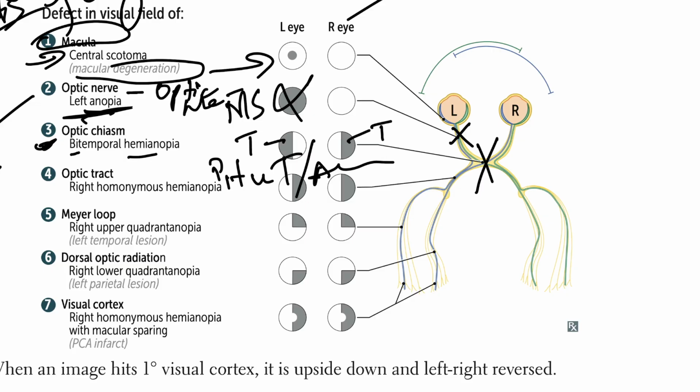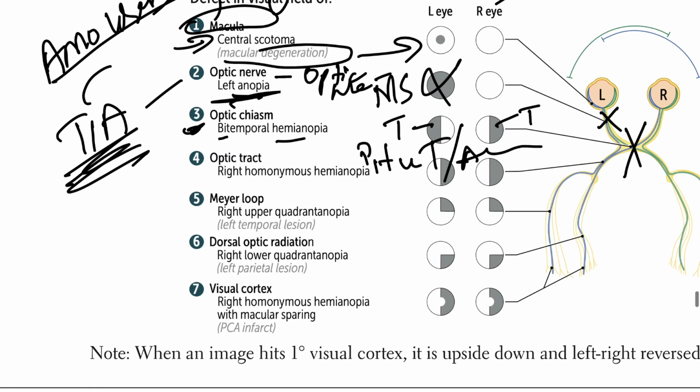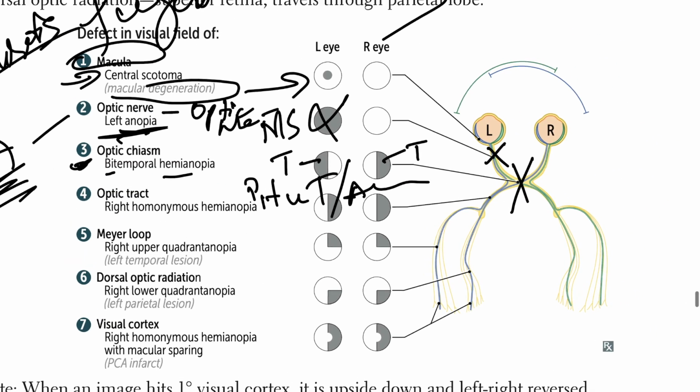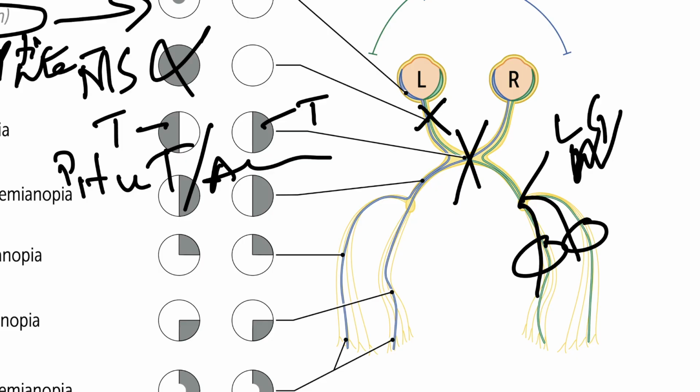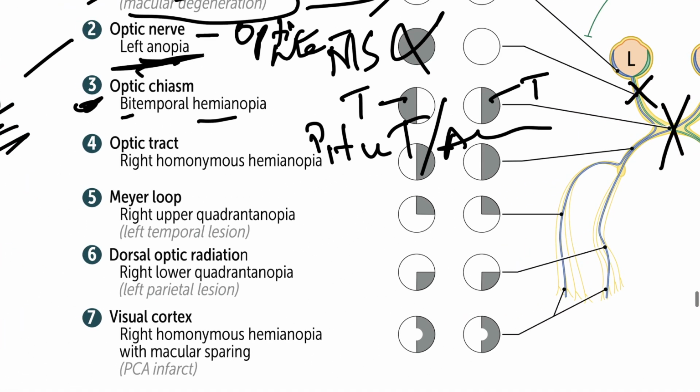Now, from here, what happens is that you have this part. Let me write this down here. I haven't mentioned it. So this is the lateral geniculate nucleus. From here, two fibers arise, and one is called the Meyer's loop, and one is called the dorsal optic radiation. So that's exactly what we're going to talk about.